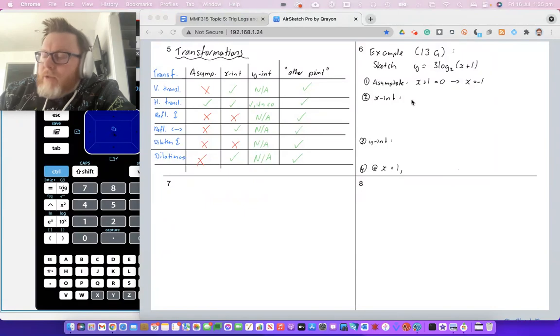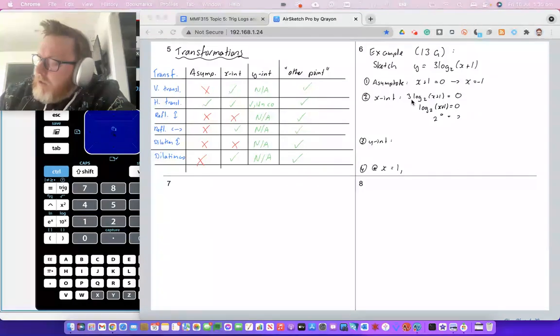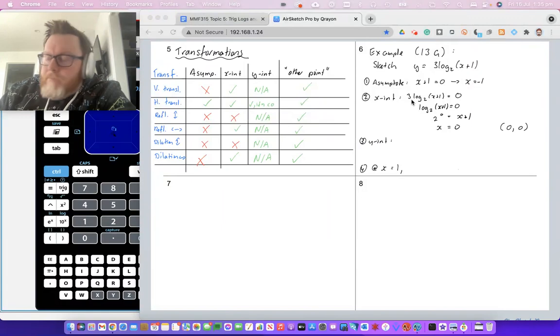For the x-intercept, we're just going to use our usual knowledge: for an x-intercept, let y equal 0 and solve. So we go 3 log base 2 of (x plus 1) is equal to 0. Divide both sides by 3, and we get log base 2 of (x plus 1) is equal to 0. Now we can use our log laws, which means that 2 to the power of 0 equals x plus 1, and 2 to the power of 0 is 1, right? So we're going to end up with x is equal to 0, i.e. 1 minus 1 is 0. And as you know, I like to put the point over here to the side.